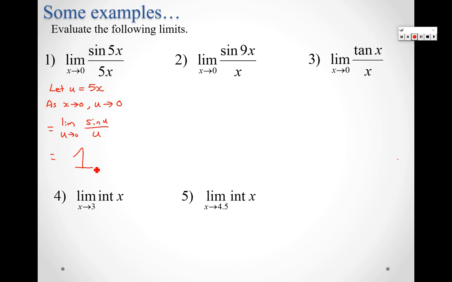You're like, oh, they're all going to come out to 1 then. No. That one was just set up that it worked out nice like that. Next one. Limit as x approaches 0 of sine 9x over x. There's different ways to handle this situation. Do you see now that what's inside the sine is not what's in the denominator? It's 9x and x. It's different now.